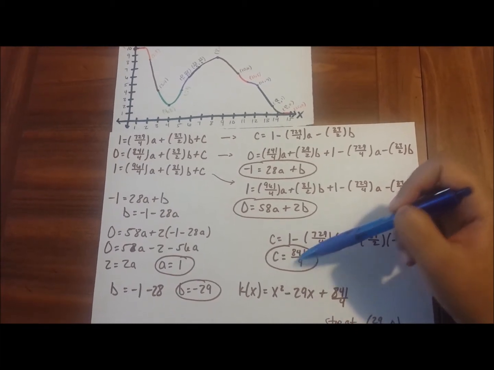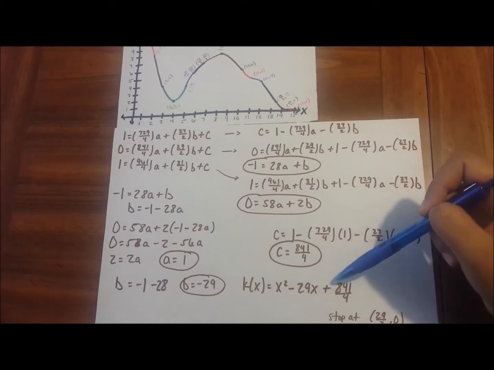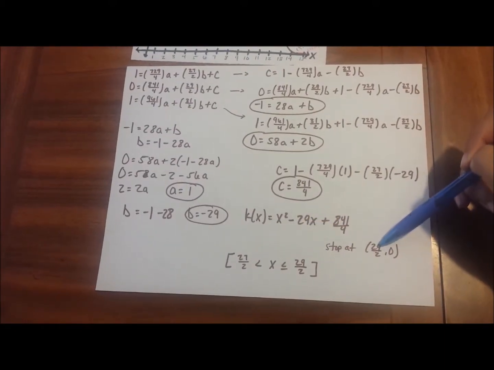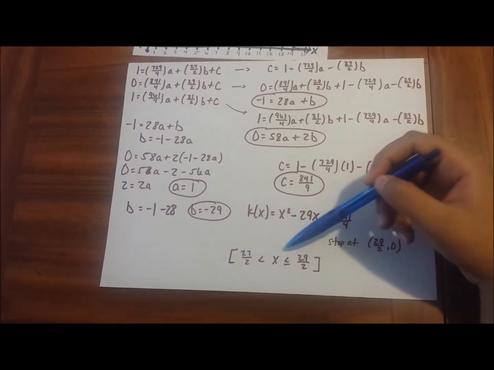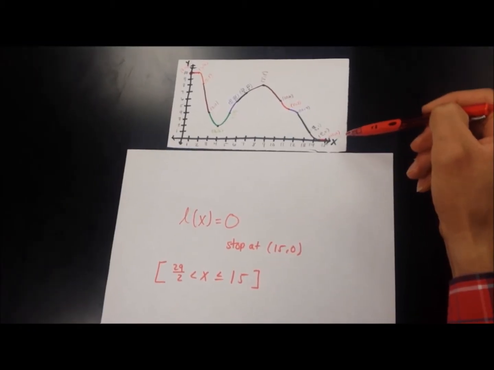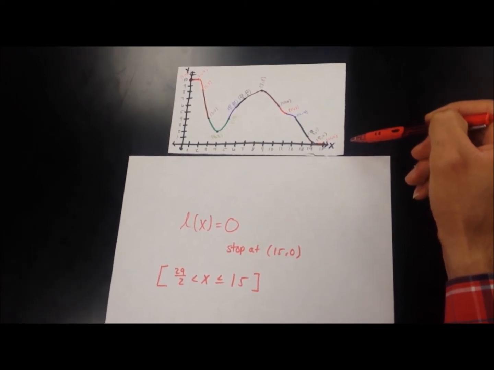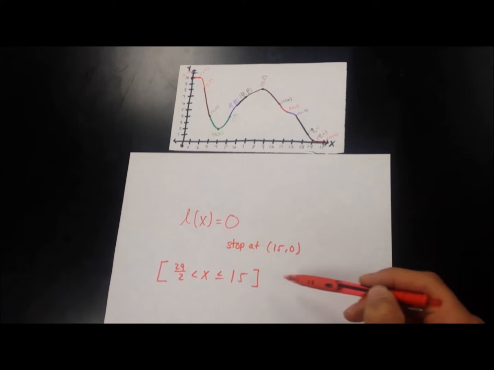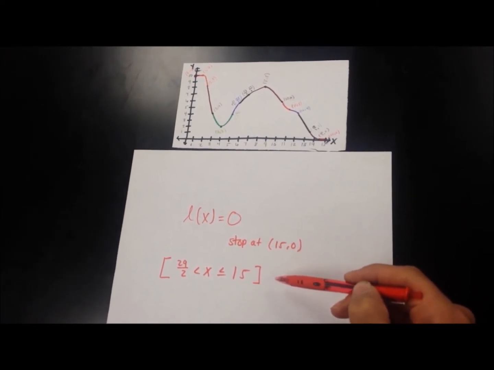Now our function came out to be k of x equals x squared minus 29x plus 841 over 4. We stopped this equation at the point (29/2, 0), so our interval is 27/2 less than x less than or equal to 29/2. Lastly, from here, we just had to connect a line to stop at (15, 0). So the last part of our piecewise function is l of x equals 0 with an interval of 29/2 less than x less than or equal to 15.